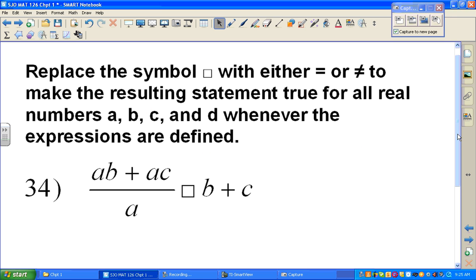Let's try this one. Let's get away from the absolute values for a while and let's try this. Are you ready? We're going to use a calculator in just a moment also. So is this a true or false statement? AB plus AC all over A. Does it equal B plus C or not equal B plus C? Give yourself just a moment.